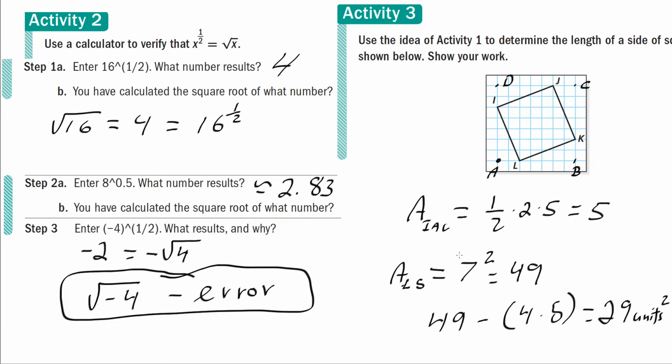So that's our area for that. So if that's our area and this is a square, then the length of a side, IL, is equal to the square root of 29 is the length of a side. Now I could approximate that, but right now that's all I need to know. It is equal to the square root of 29. Okay, that's activity 3. Let's take a look at our next activity.